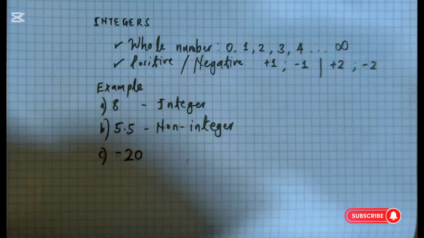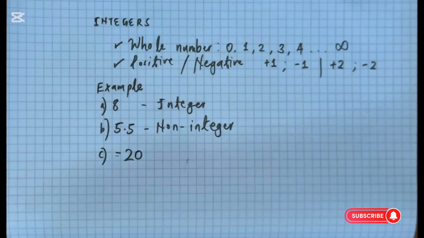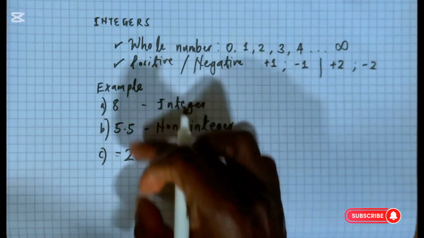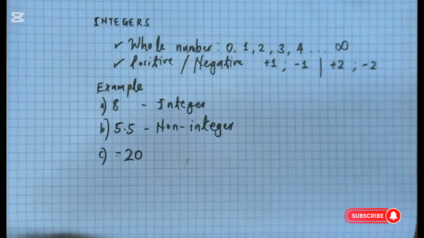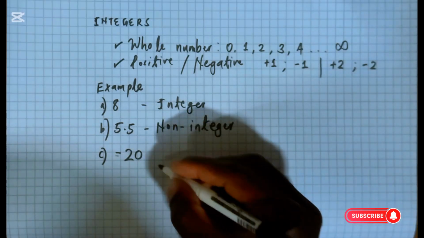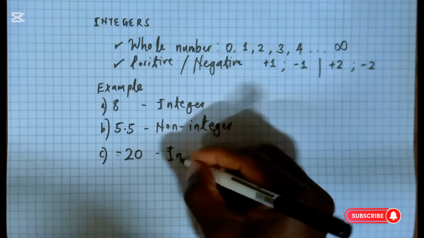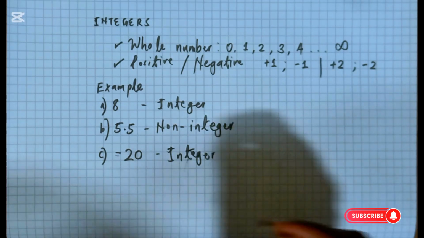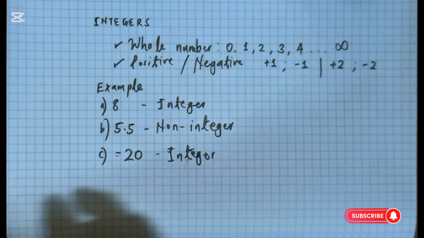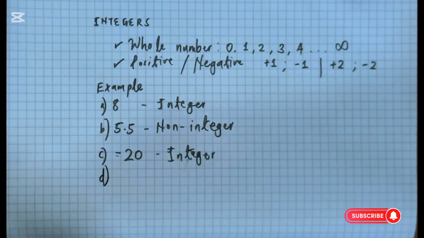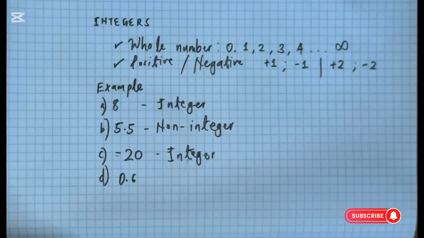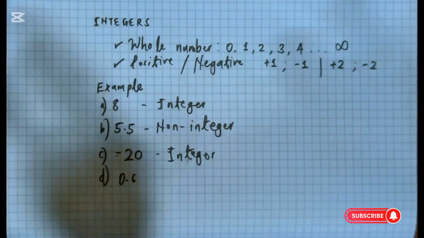Let's look at a number like -20. Is -20 an integer or a non-integer? You can already see it is a whole number. A negative whole number is going to qualify to be an integer, so we can classify -20 as an integer. Now let us see another number, assuming we have 0.6. Is 0.6 an integer or not?